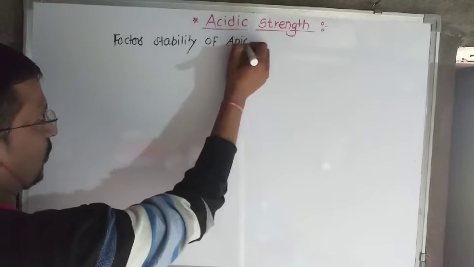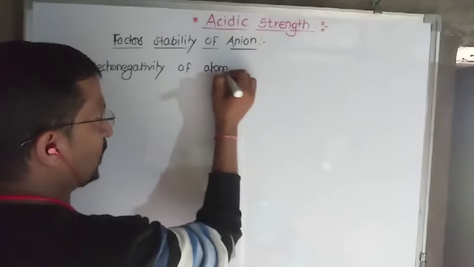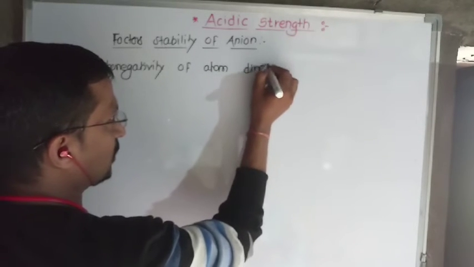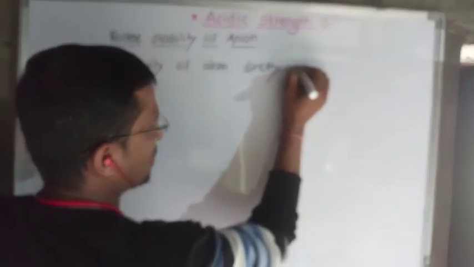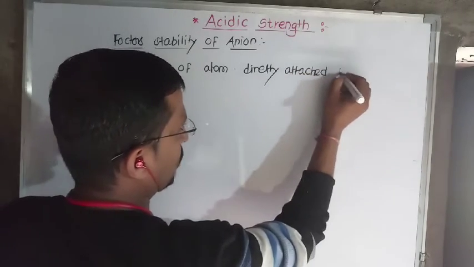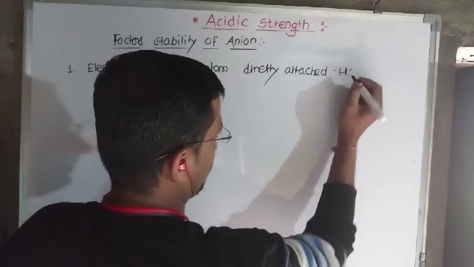Factors that determine stability of anion. What are the factors that determine the stability of anion? Number one is the electronegativity of the atom which is directly attached with hydrogen.